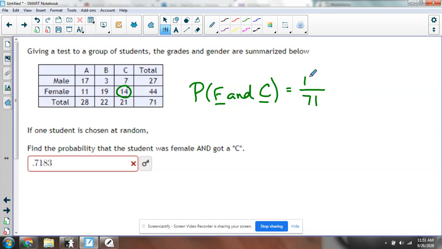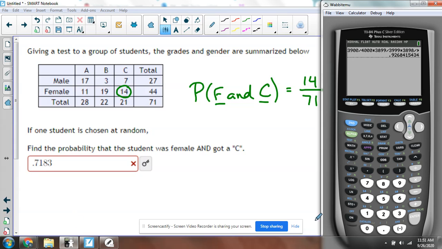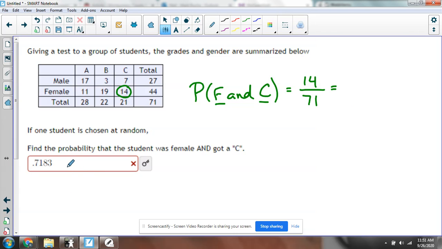It's just going to be 14 out of 71, which gives us 0.1972. Okay, and that's the answer.